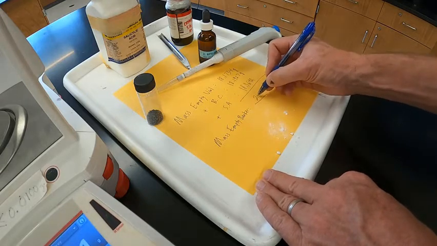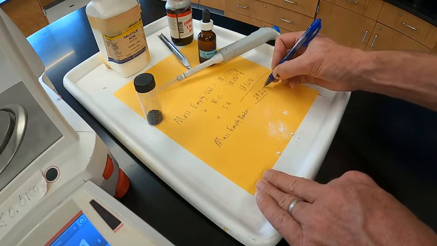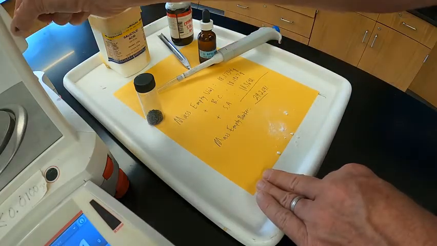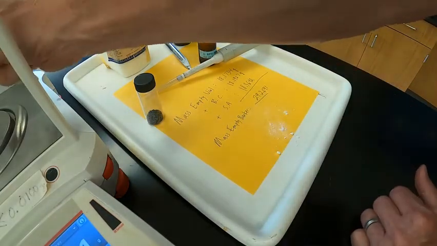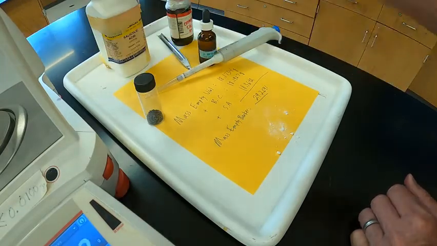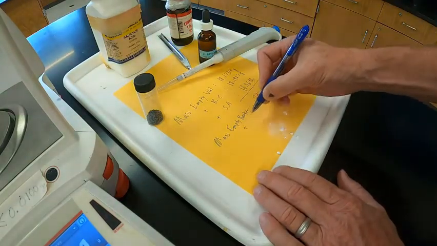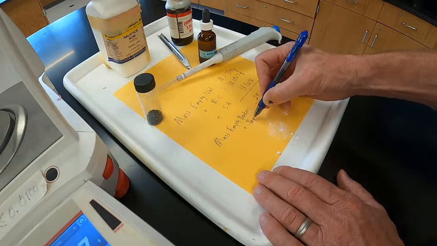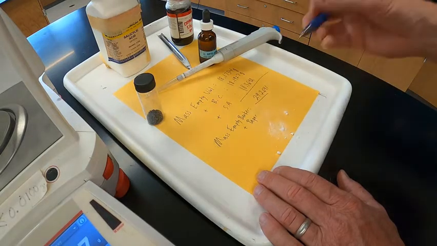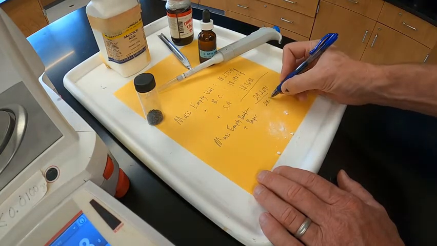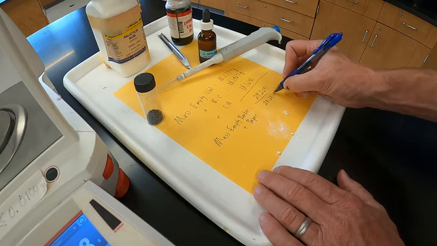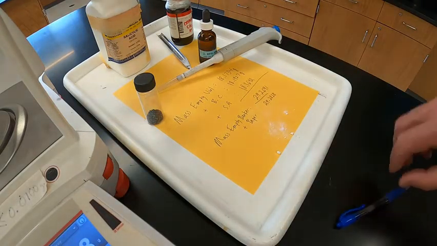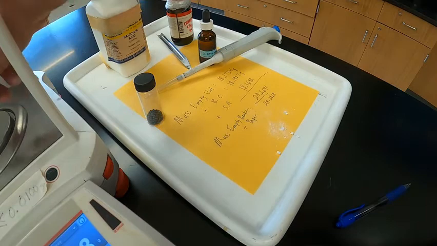That's 29.2691. And then I add in the piece of filter paper, so I have its mass to subtract out later. So plus the paper. Now it's 29.2828. So now I can take this back over to my filter setup.